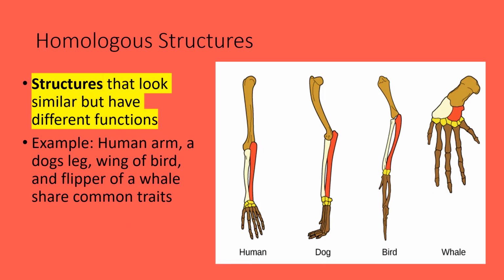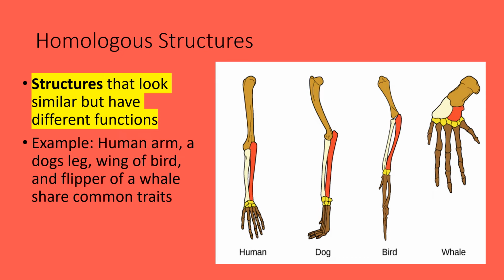All right, first one we're going to talk about is homologous structures. If we look at our definition for homologous structures, it says structures that look similar but have different functions. So I have an example over here. We have a human, a dog, a bird, and a whale. So we have a human forearm or human arm, we have a dog leg, we have a bird wing, and we have a whale fin.